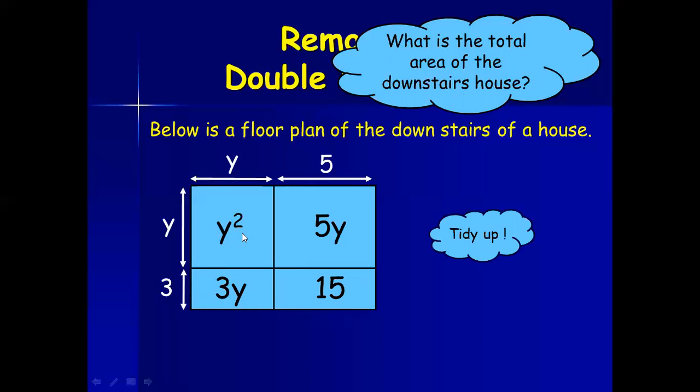I only have 2 like terms, which are 5y and 3y. They look just the same. They look alike. So y power 2 plus 5y plus 3y will be y power 2 plus 8y plus 15, and this would be the whole area. Okay, this is a way to think about expanding brackets.